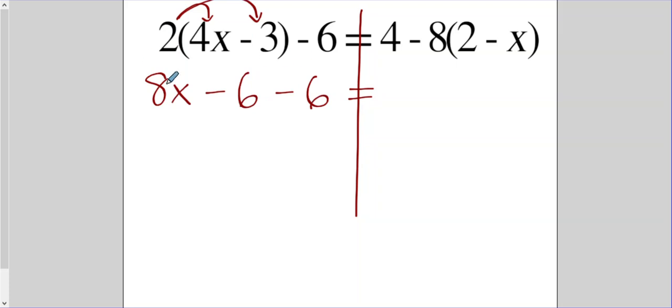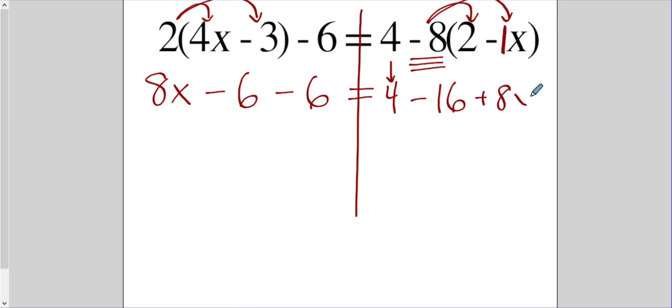I'm going to do the exact same thing on the right side. I'm going to take that negative 4 and distribute into both terms there. Actually, sorry, before I do that, I'm going to drag this 4 down and now write that next term. Negative 4 times 2 is negative 16. And negative 4 times a negative 1x is a positive 8x.